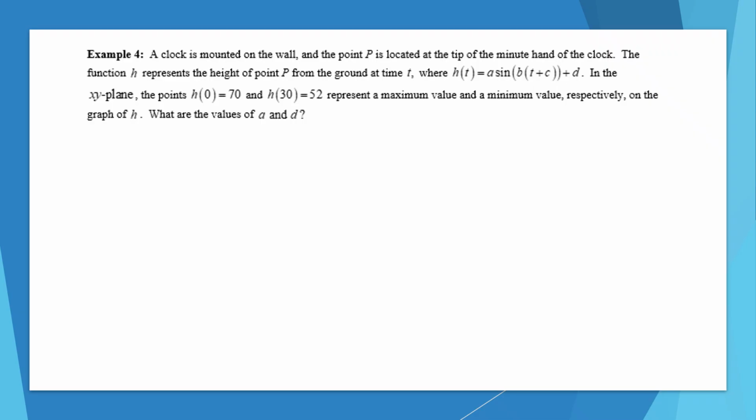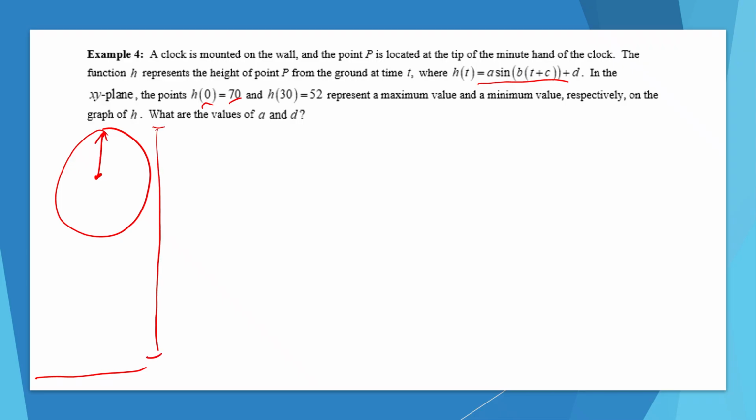All right, so example 4: a clock is mounted on the wall and point P is located at the tip of the minute hand of the clock. Here we know it's going to be represented with a sinusoidal function where we're looking at how far away point P is from the ground. So at time t equals 0, point P is 70 units away from the ground. So when P is pointed up at 0, this distance is 70 units. However, when P is pointed at 30, right there, that's going to be point P, this distance is only 52.